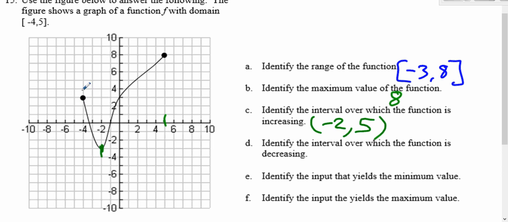Decreasing is very similar. It starts out decreasing here at -4, but it stops decreasing at that turnaround point at -2. Always parentheses for increasing and decreasing.